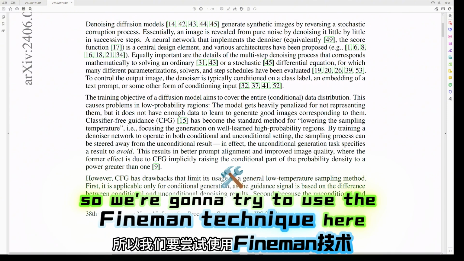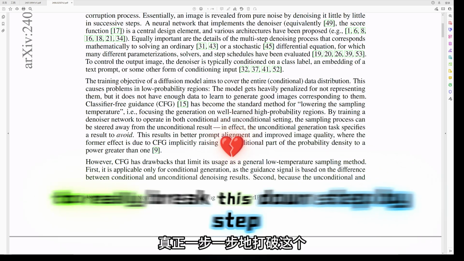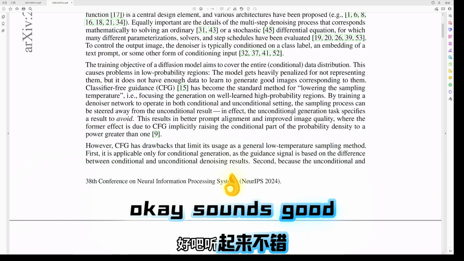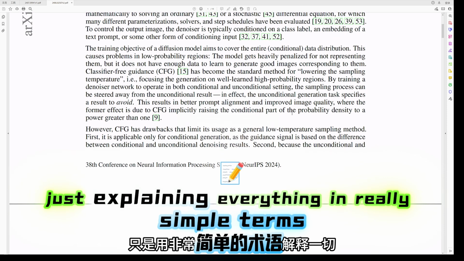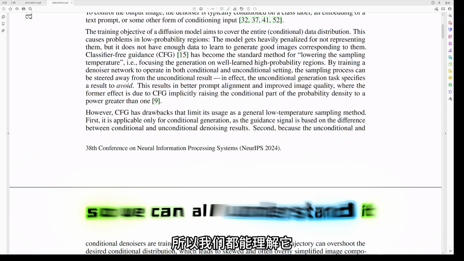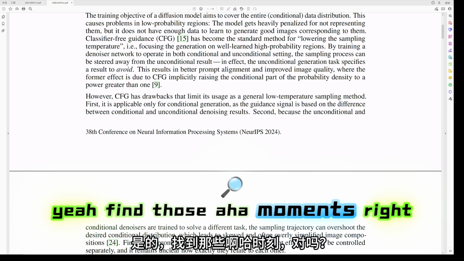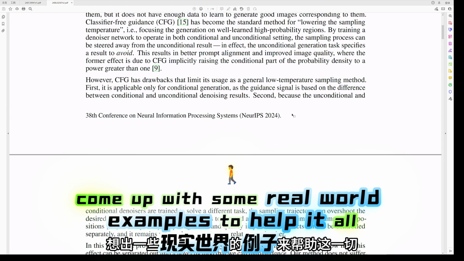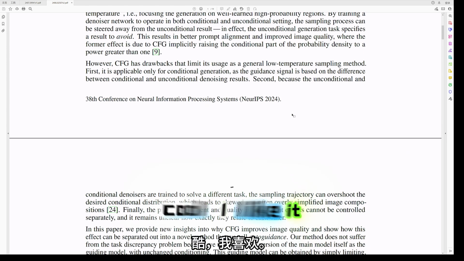So we're going to try to use the Feynman technique here to really break this down step by step, which basically means just explaining everything in really simple terms so we can all understand it. Find those aha moments, and even come up with some real world examples to help it all stick. Cool. I like it.